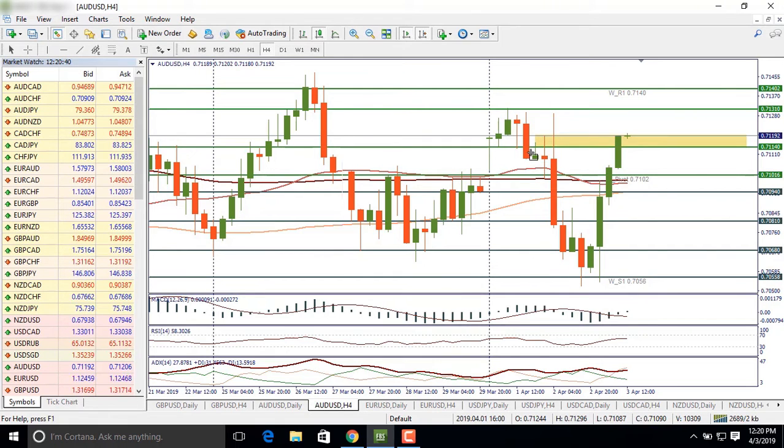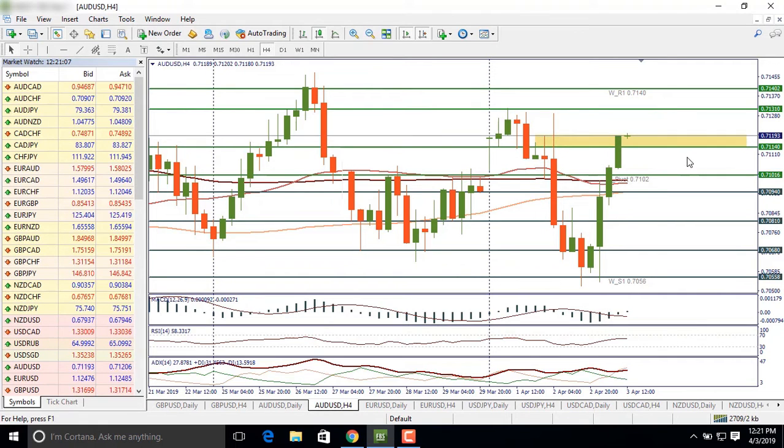Now let's consider the 4-hour chart. We can see that the pair has managed to stick above the 0.7114 level and is currently targeting the next resistance at 0.7131. If this level is broken, the next resistance for the pair lies at the weekly pivot at 0.7140.